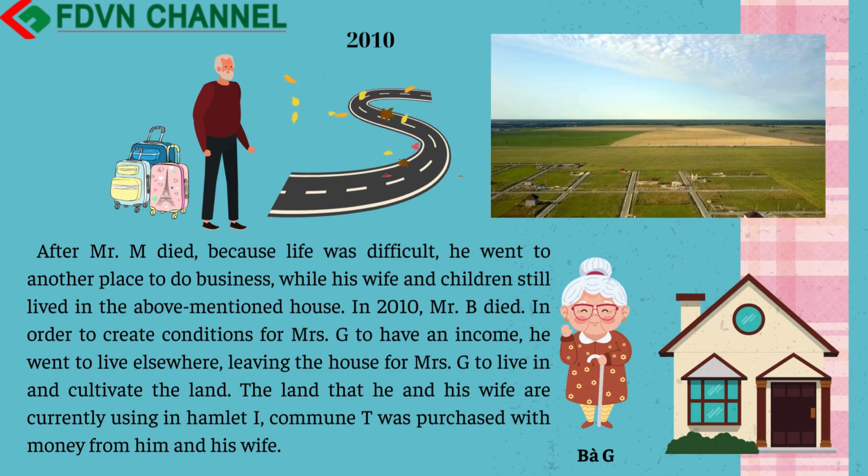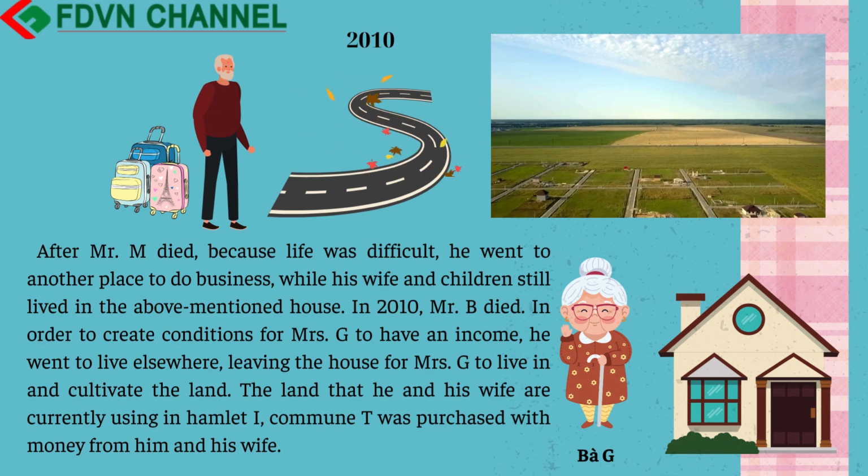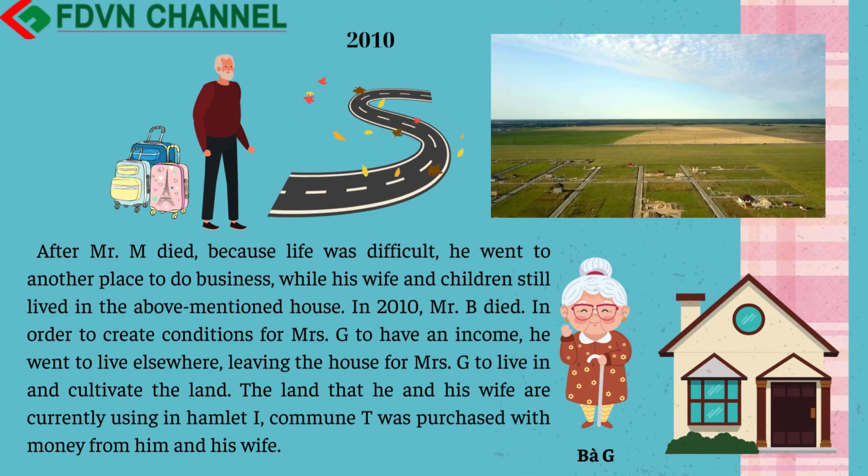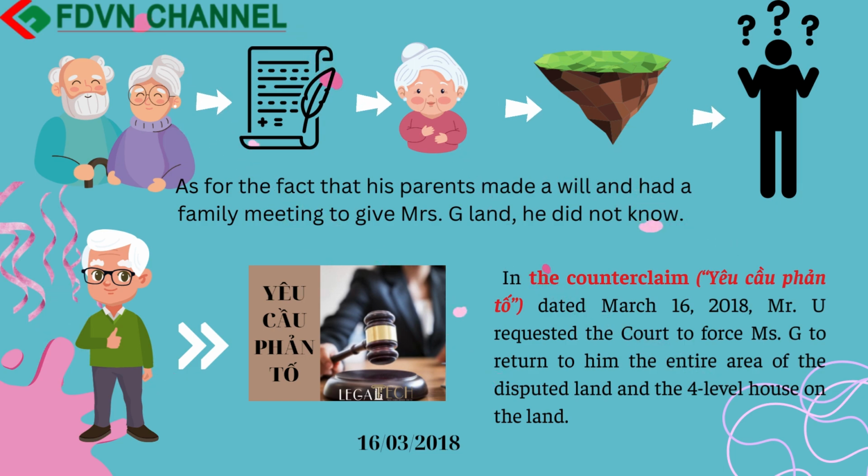The land that he and his wife are currently using in Hamlet I, Commune T was purchased with money from him and his wife. As for the fact that his parents made a will and had a family meeting to give Mrs. G land, he did not know. In the counterclaim dated March 16, 2018, Mr. Yu requested the court to force Ms. G to return to him the entire area of the disputed land and the four-level house on the land.